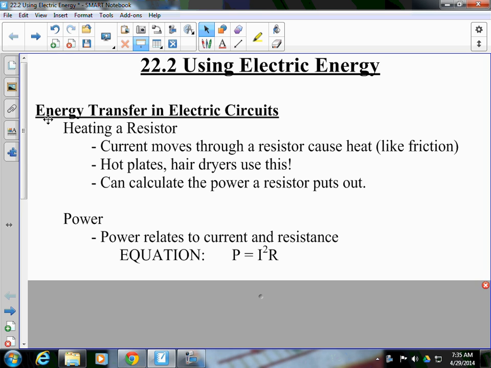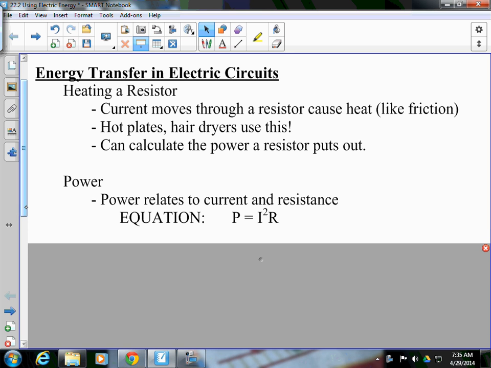Well, energy is obviously transferred in electrical circuits. Anytime electricity goes through a resistor, it generates heat, and we know that heat and electricity are types of energy. So current moves through the resistor and causes heat, and we've talked about the resistor being very similar to friction. So how do we use this? Your everyday applications use this. Hot plates and hair dryers use this, where they have a coil with a built-in resistor. Electricity goes through them and they warm up.